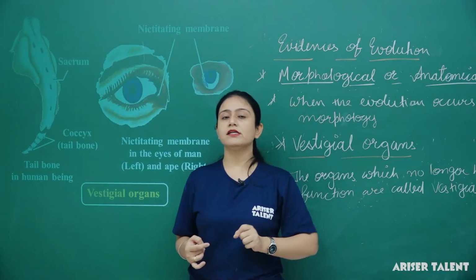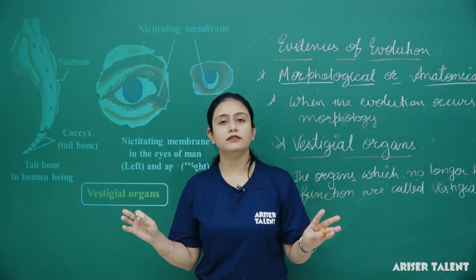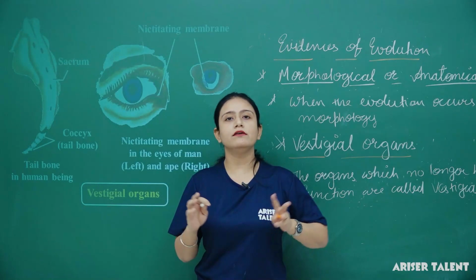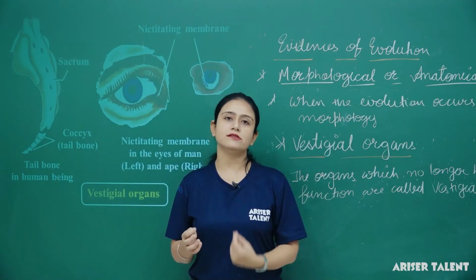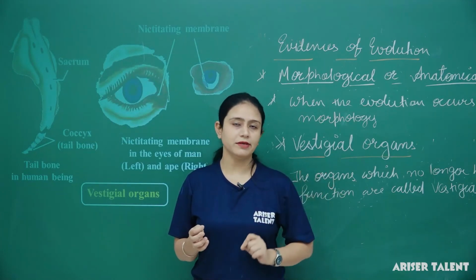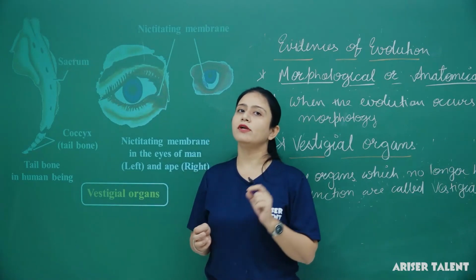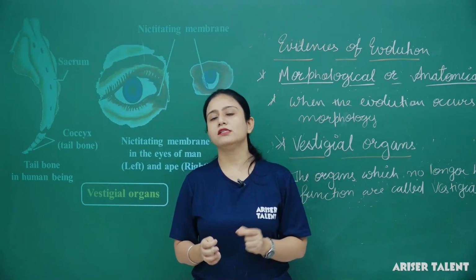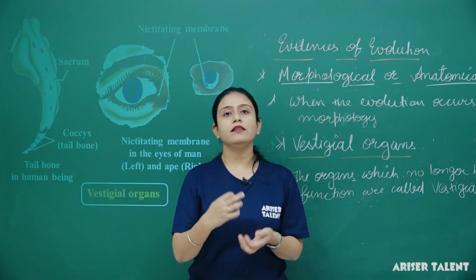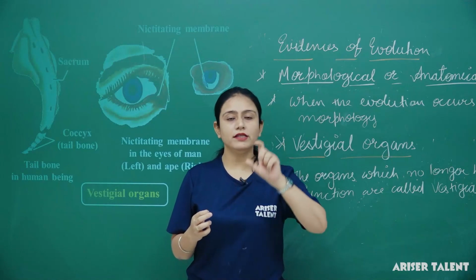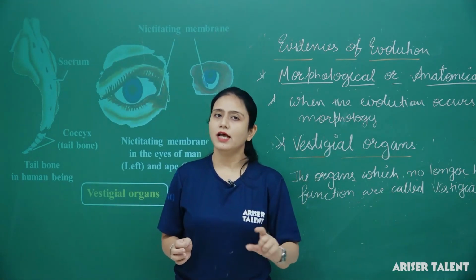Let me revise it. Homologous organs means organs which have different appearance and different functions, but their basic structure or their origin is the same. Means they are developed from the same ancestors. They are known as homologous organs. But analogous organs means the organs which have similar appearance and similar functions, but their basic structure or their origin is different. So they are known as analogous organs.